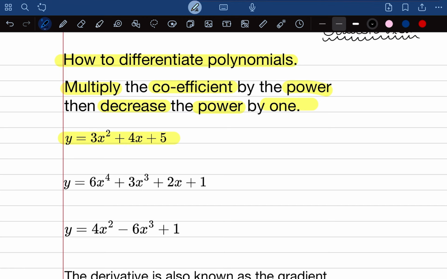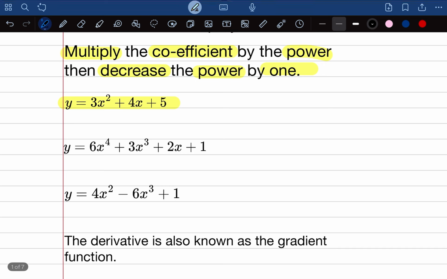We've got y equals 3x squared plus 4x plus 5. The way we're going to do this is, when we differentiate, use this symbol. That's saying that you're differentiating the equation with respect to x. But obviously, because the equation is y, dy over dx. So we say multiply the coefficient by the power. The coefficient is 3, power is 2, that'll be 6. Then we decrease the power by 1, so that's just x to the 1, which is just x.